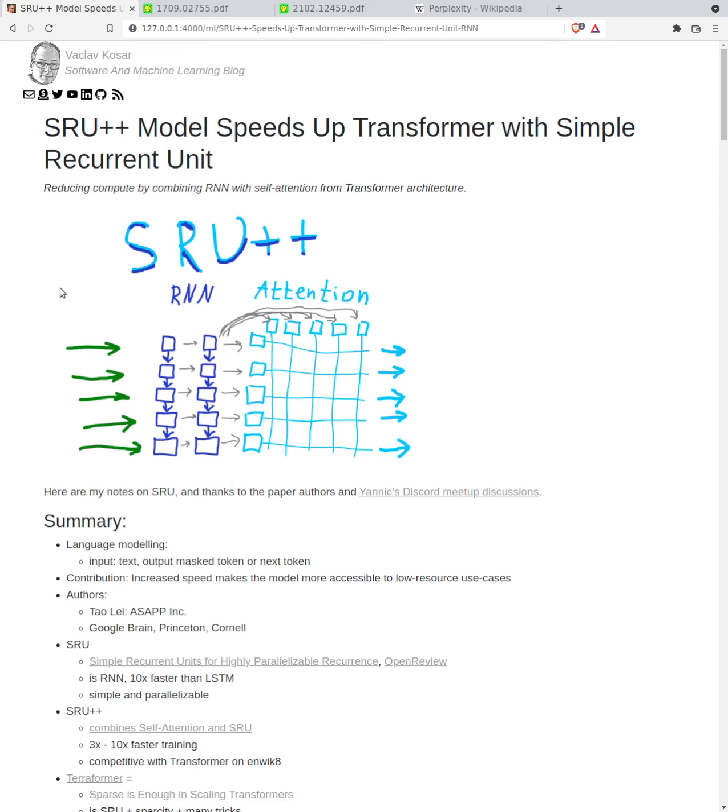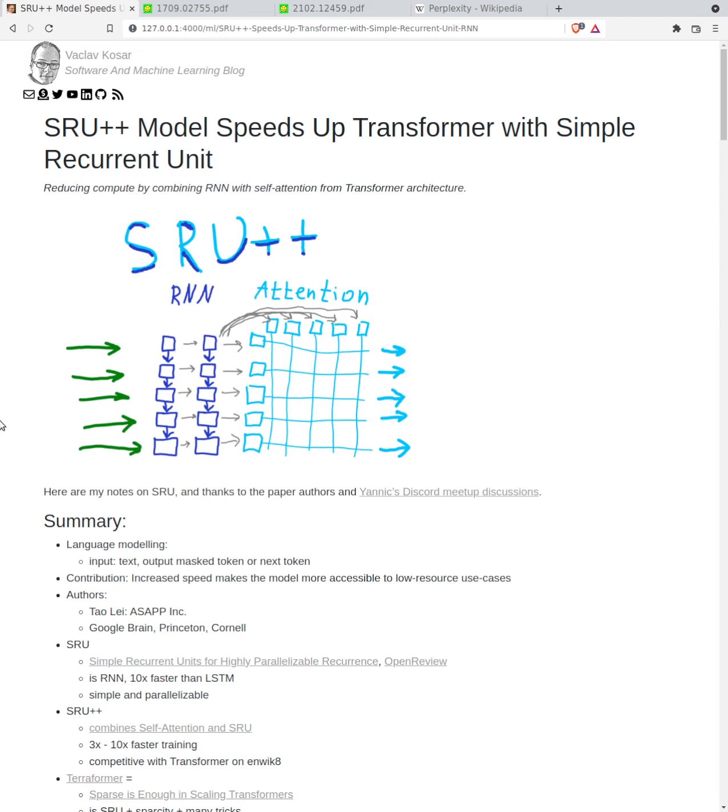And yes, these will be my notes, quick summarization, distillation, the juice of the papers of SRU and SRU++. I thank the authors of the papers, and as well there are the Yannick Discord meetup discussions, so you can join them as well. I was one of them where it was about this particular paper, which is interesting.